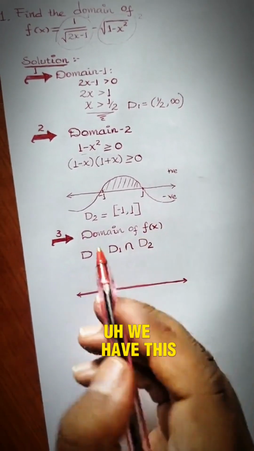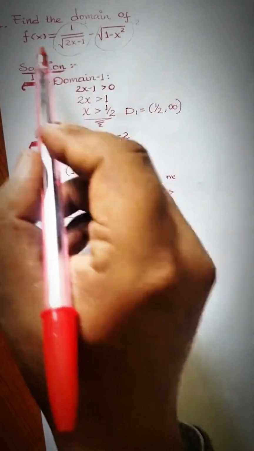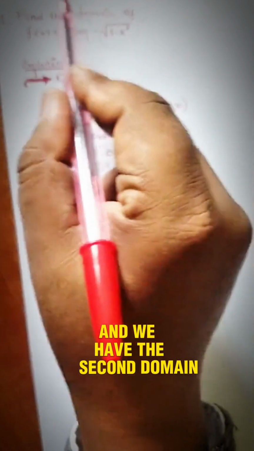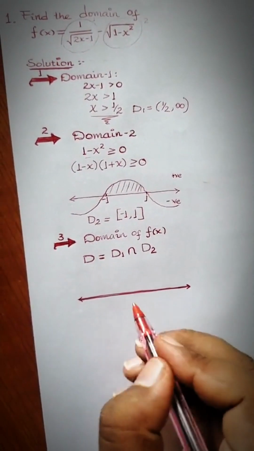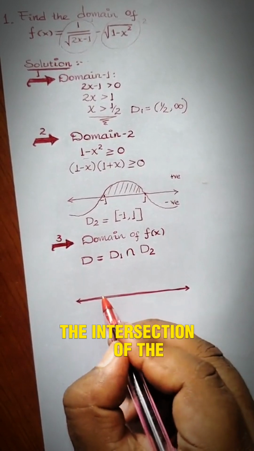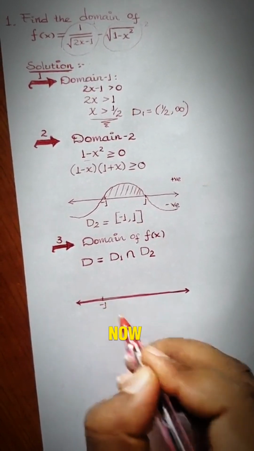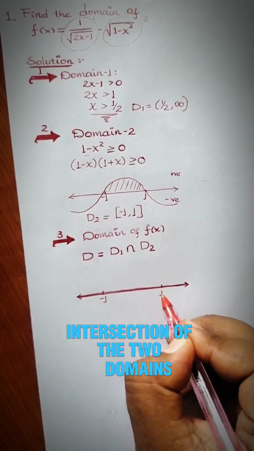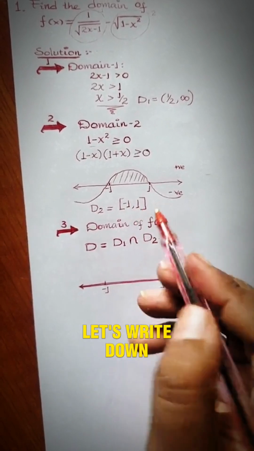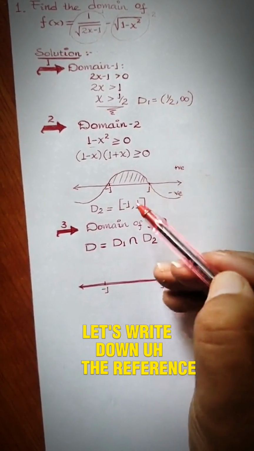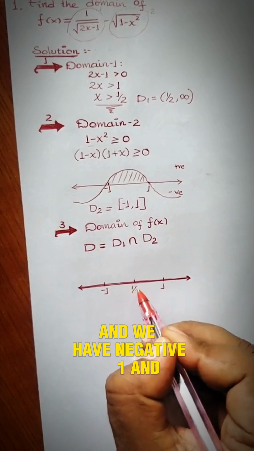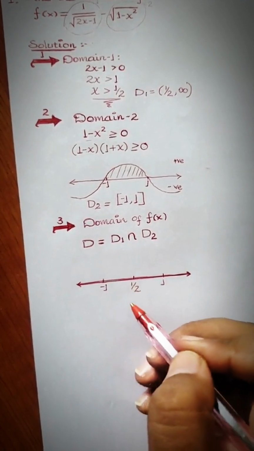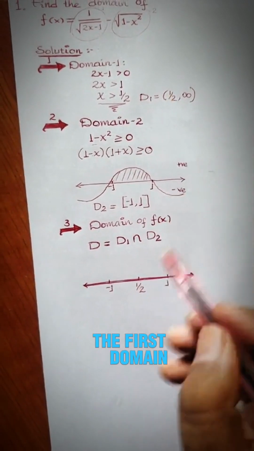We have this first domain and we have the second domain. So the domain of the entire function would be the intersection of the two domains. Now, so as to find the intersection of the two domains, let's write down the reference points in an increasing order. And we have negative 1 and 1 from the second domain. We have 1 over 2 from the first domain.